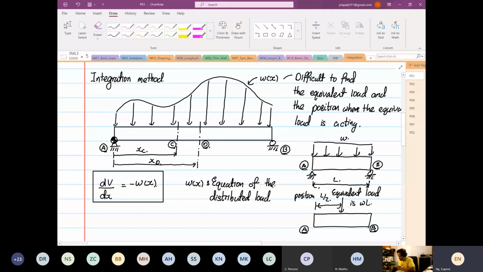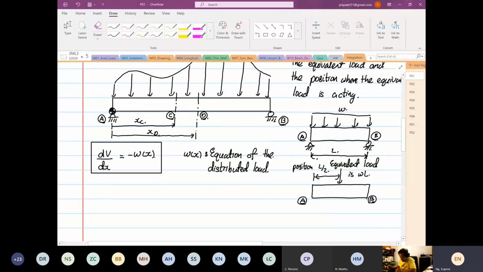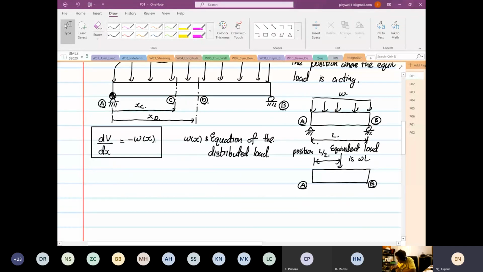So we want to find the shear force between point C to point D. So what we have is we're going to integrate dV. When we integrate dV, we want to find V at point C and V at point D, right? And then this will be equal to x at, sorry, the other way, I do apologize. V at C is below the shear force at point D. So this will be x D.